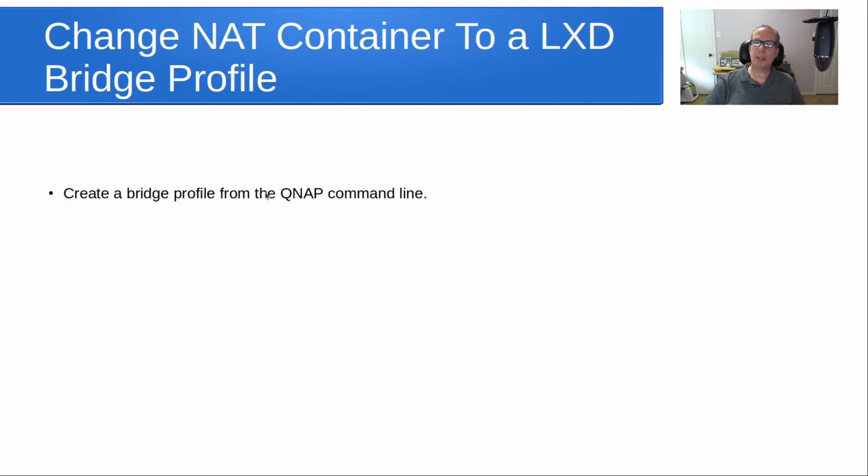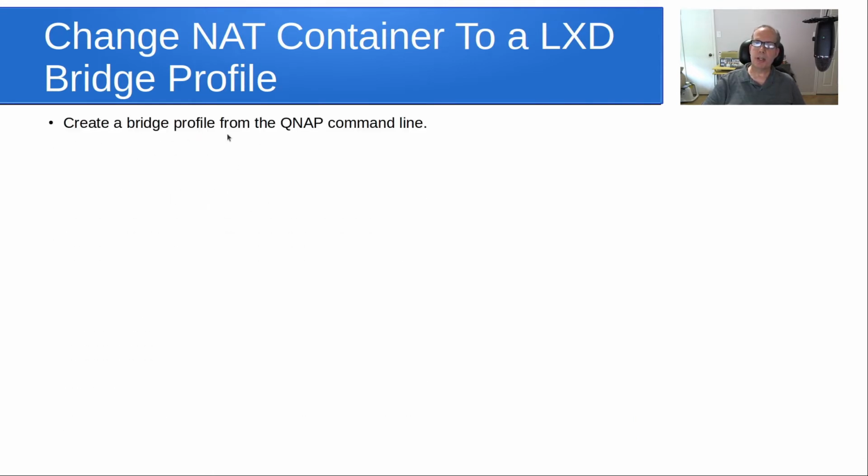So we're going to create a bridge profile from the QNAP command line. You're going to SSH into your QNAP, and we want to use the admin account because this is important in terms of ownership of the internal structures. So SSH into your QNAP. It's probably address 192.168.1.whatever. Find out what the address is with QFinder and connect to that QNAP and get yourself a command line into the SSH shell.